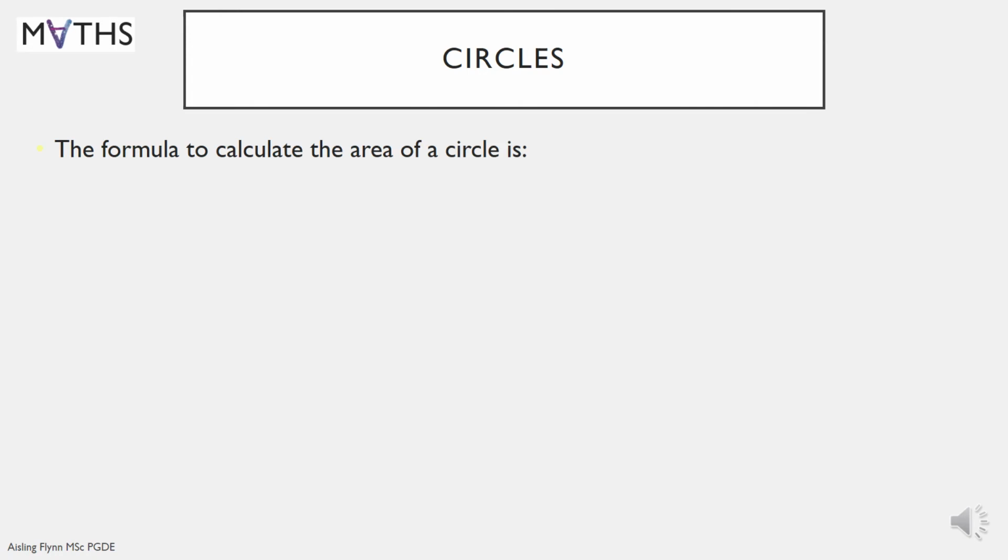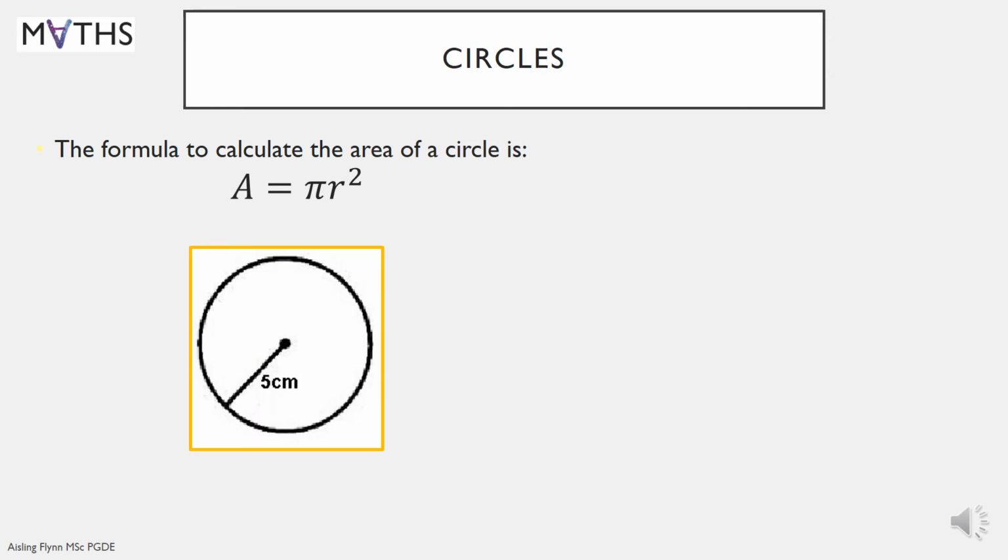Okay, circles. And we have a formula for the area of a circle. It's pi r squared. Okay, so you're using 2 dimensions, r by r. Okay, and your area will be in whatever, centimeters squared, etc. Okay, let's calculate the area of this circle.